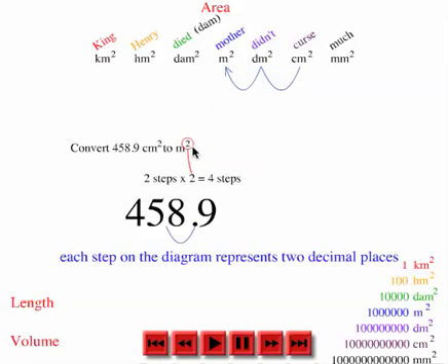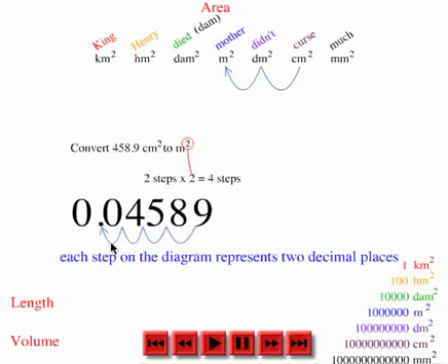And a convenient reminder is that we're talking about meters squared, or meters to the power of 2. That 2 tells us that we're going to be multiplying the number of steps on the diagram by 2. Okay. So here we go. So 2 steps on the diagram multiplied by 2 by the exponent gives us 4. Okay, so 4 steps with a decimal place.